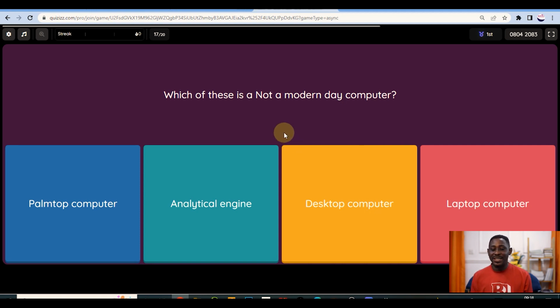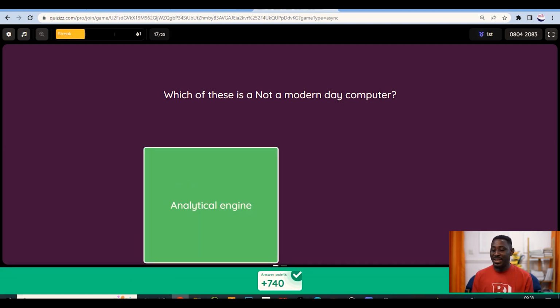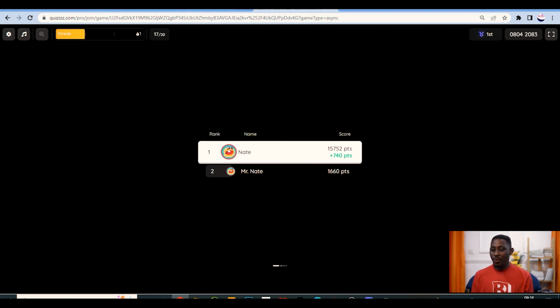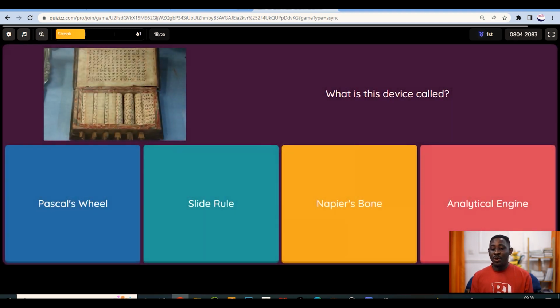Which of these is not a modern day computer? Palm top is a modern day computer. Analytical engine, not a modern day. Desktop, not a modern day. Laptop, not a modern day. So the analytical engine. We have 3 more questions to go.